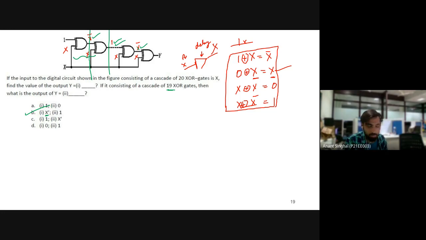Is there any doubt in this question? This is quite an important question for competitive exams also. So if you have any doubts, you can ask.